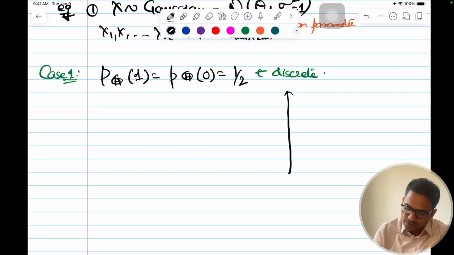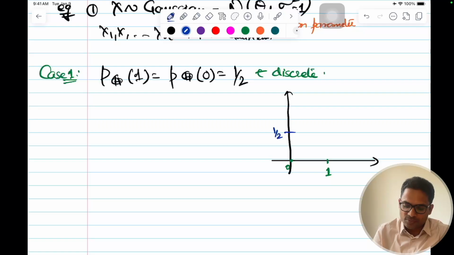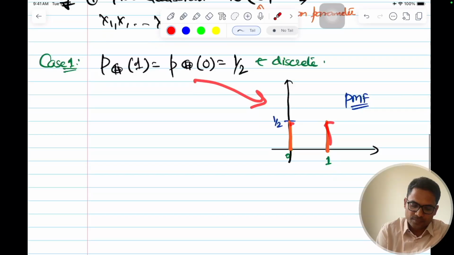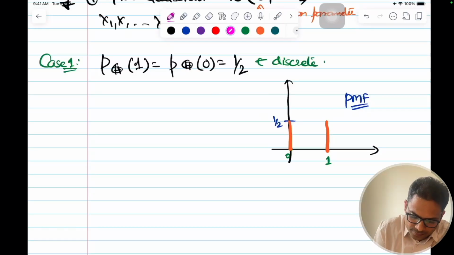So let me draw the PMF for this. Say for example this is your PMF, and say this is 0 and this is 1, and this is your half mark, 0.5. So this is not the earlier uniform. If it was uniform you would have a straight line, but in a PMF the probabilities are concentrated at points. So here you will have one concentration at 0, and here one concentration at 1. Both are half. This is our PMF for the discrete initial belief that both 0 and 1 are equally likely. So this is a prior.